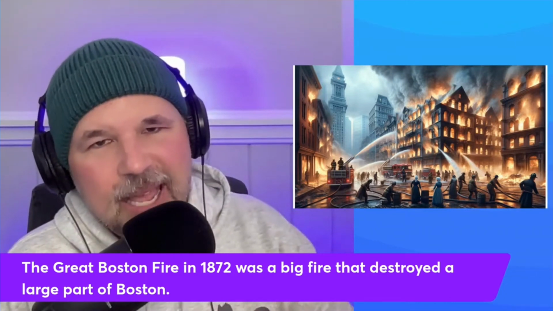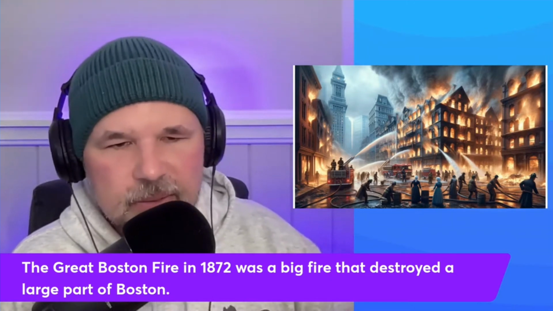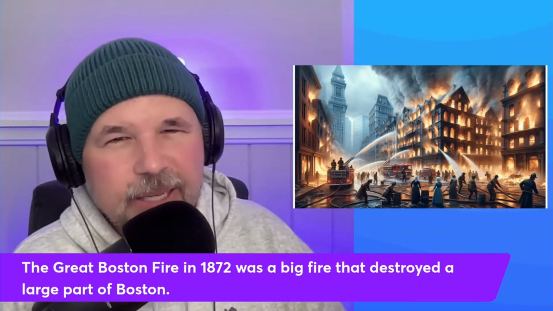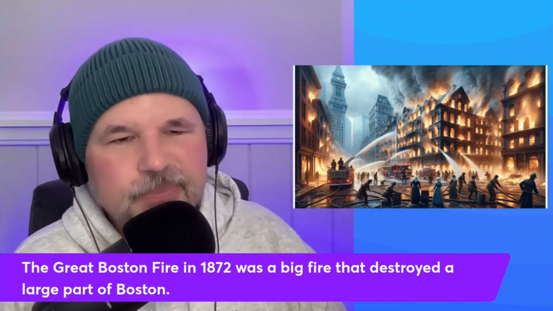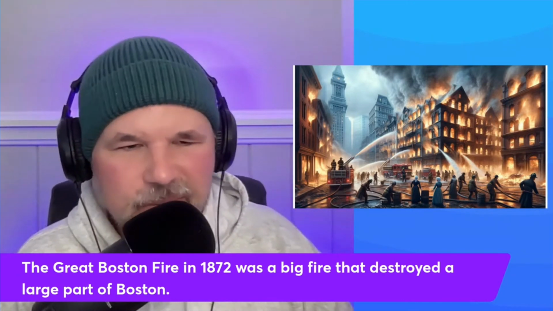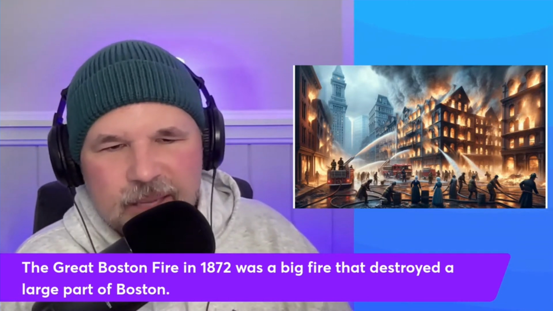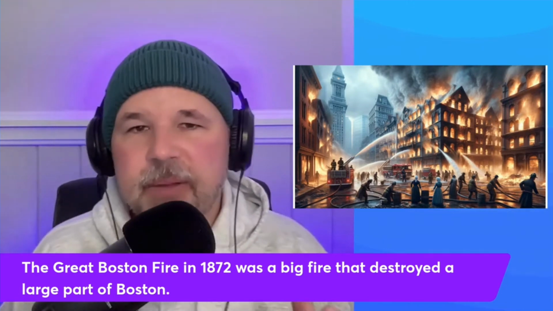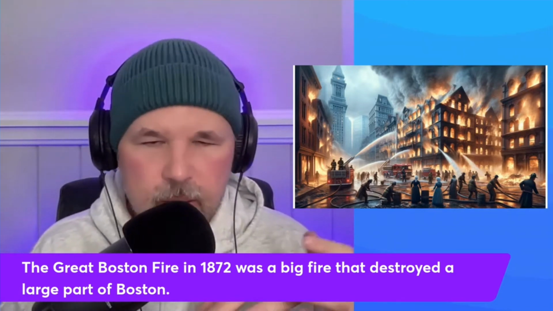Now this next one. AI, you messed up. I asked AI, hey, create an image of the Boston Fire of 1872. And this is what it did. Here's what the Great Boston Fire was. The Great Boston Fire in 1872 was a big fire that destroyed a large part of Boston.